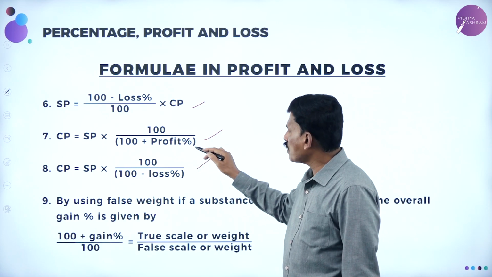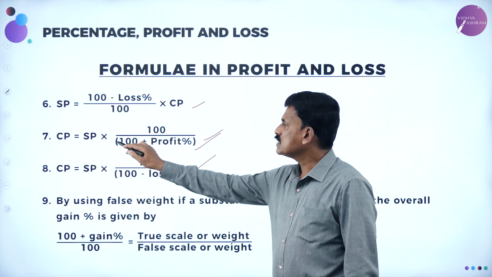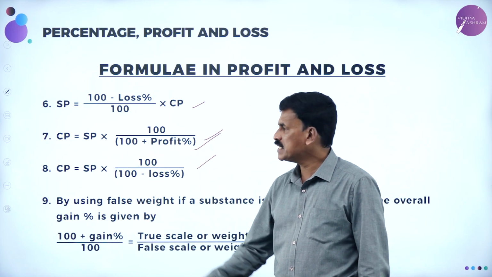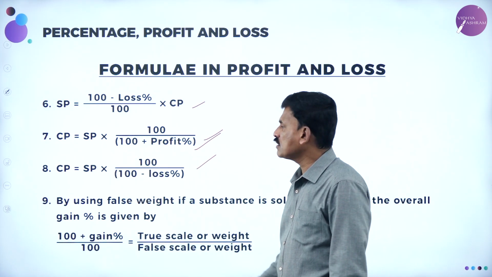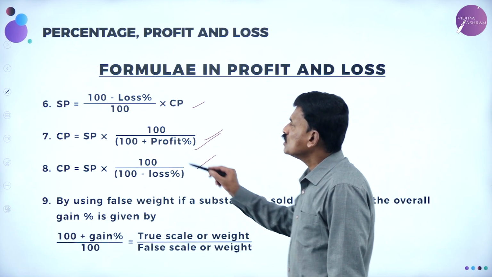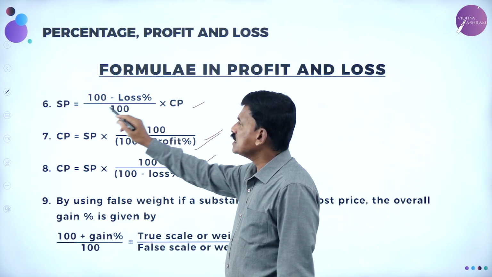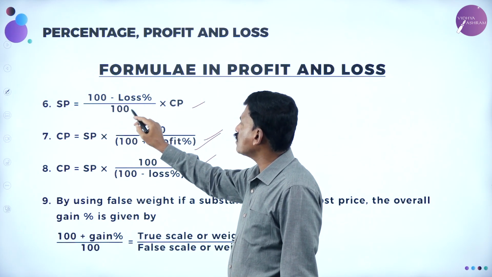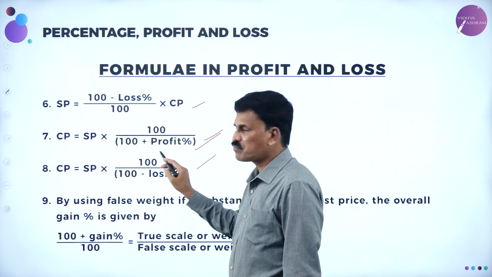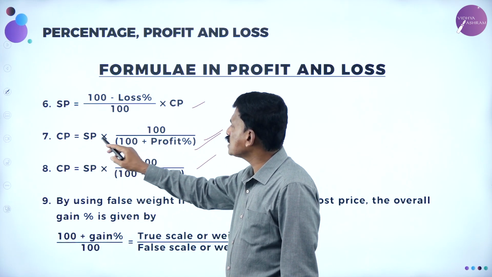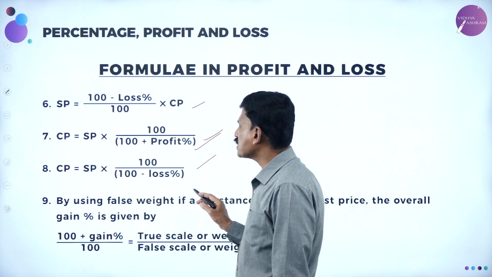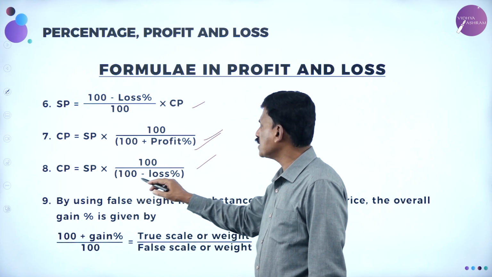So if you know the profit percent, then you are going to use SP into 100 divided by 100 plus profit. If you know the loss percentage, then CP can be calculated using the formula SP into 100 divided by 100 minus loss. So if we know the percentage of profit, then CP is equal to SP into 100 divided by 100 plus profit. If we know the loss percentage, then CP is equal to SP into 100 divided by 100 minus loss.